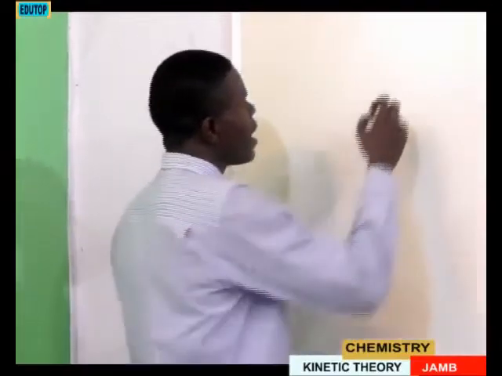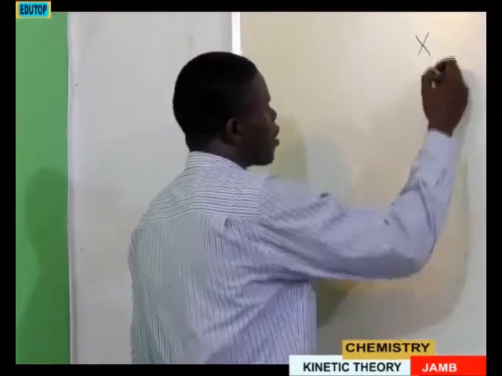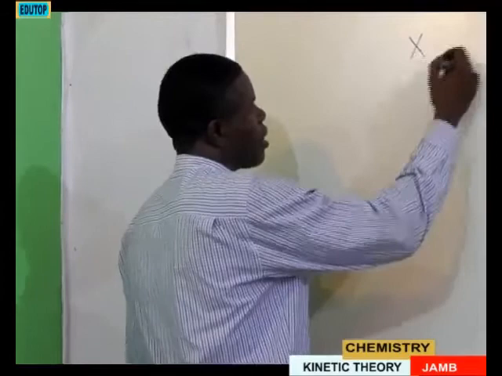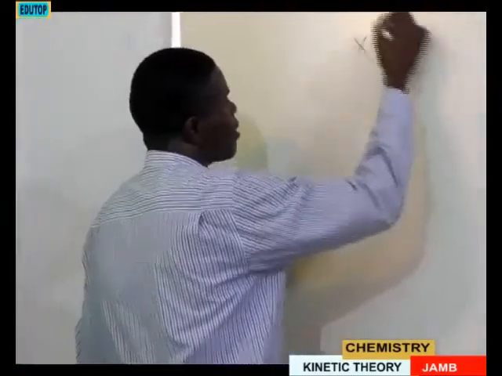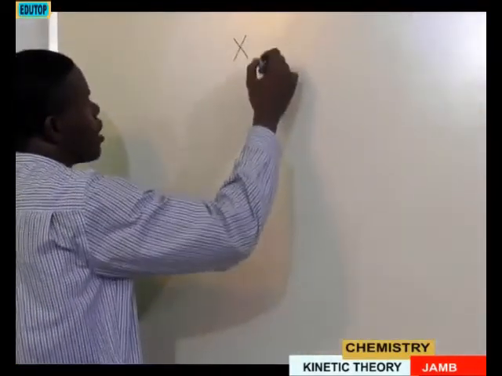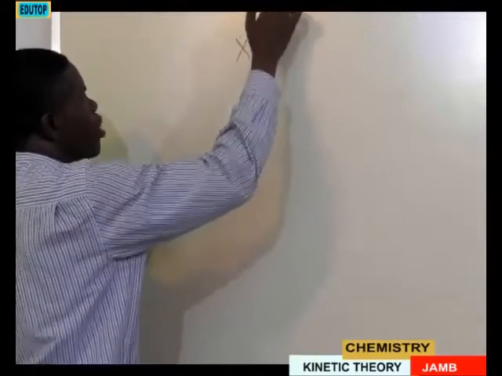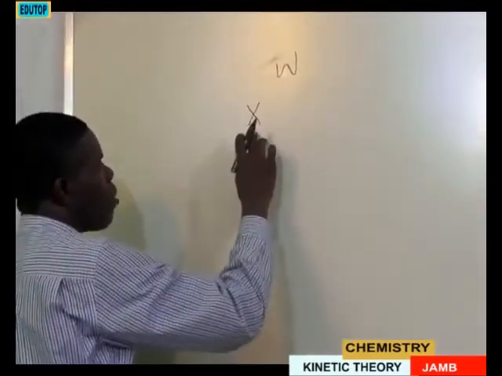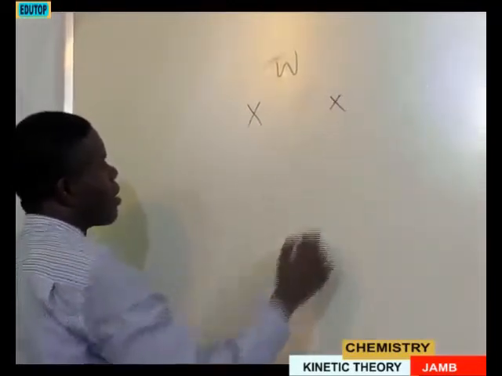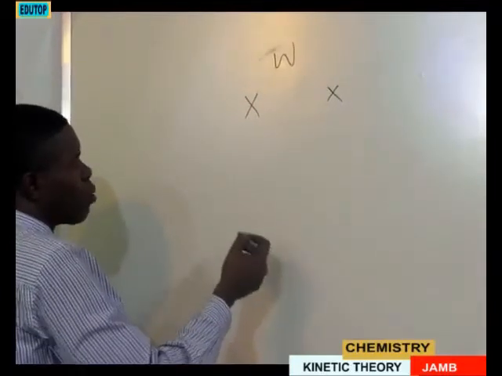Isotopy is whereby atoms of an element exhibit the same atomic number but different mass number. What am I saying? If you have, let's say, an element W with atoms X and X, then we are talking about isotopes.